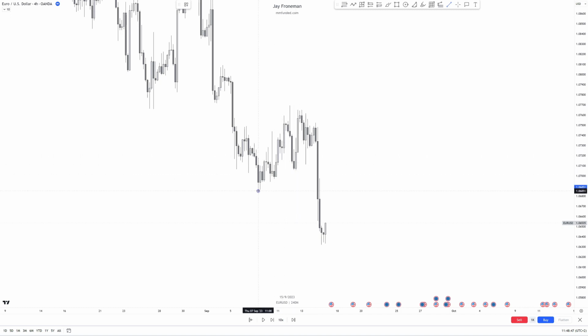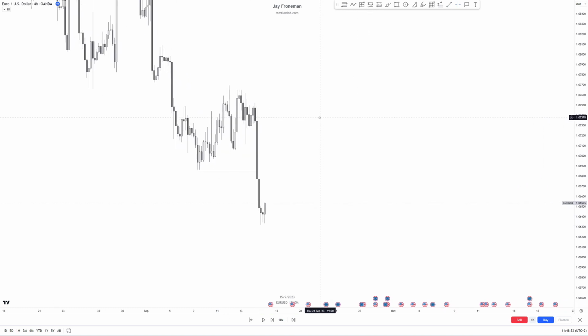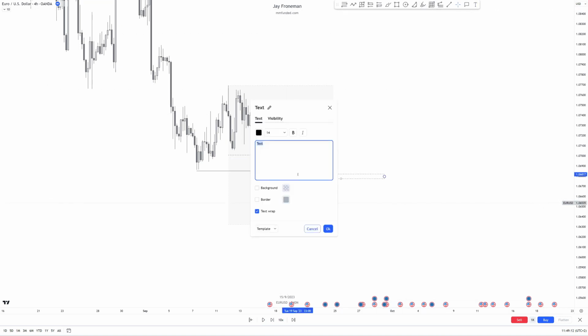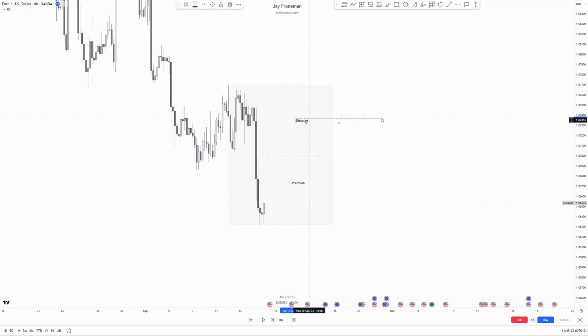On this pair, most recently, we have had a structural break of structure to the downside on the 4-hour time frame. We can mark out our discount and premium pricing with our fib tool from the high to that low after that pullback has started. And let's play price throughout. As price is now in premium areas, we can expect price to collect orders in the discounted areas of pricing.